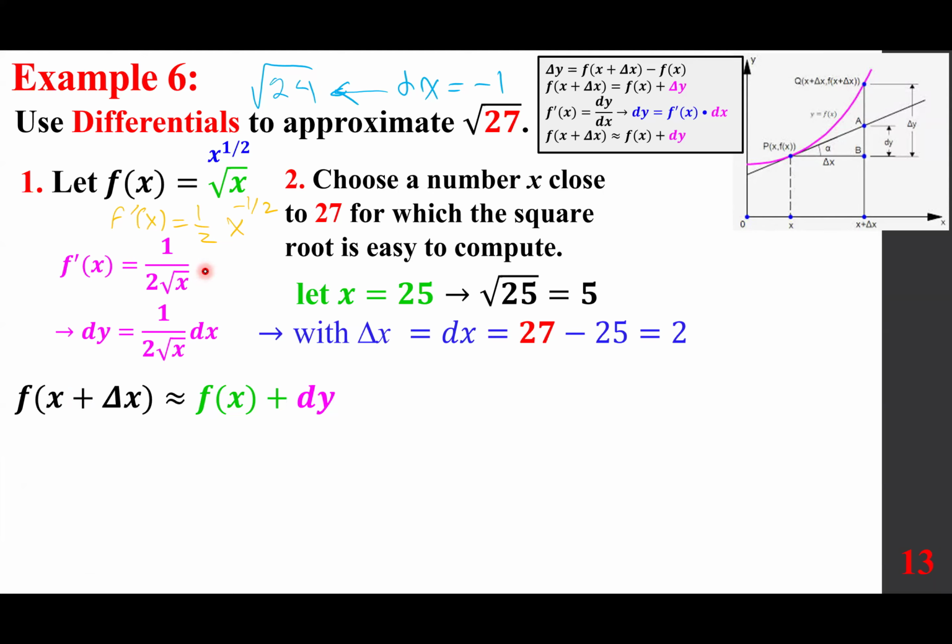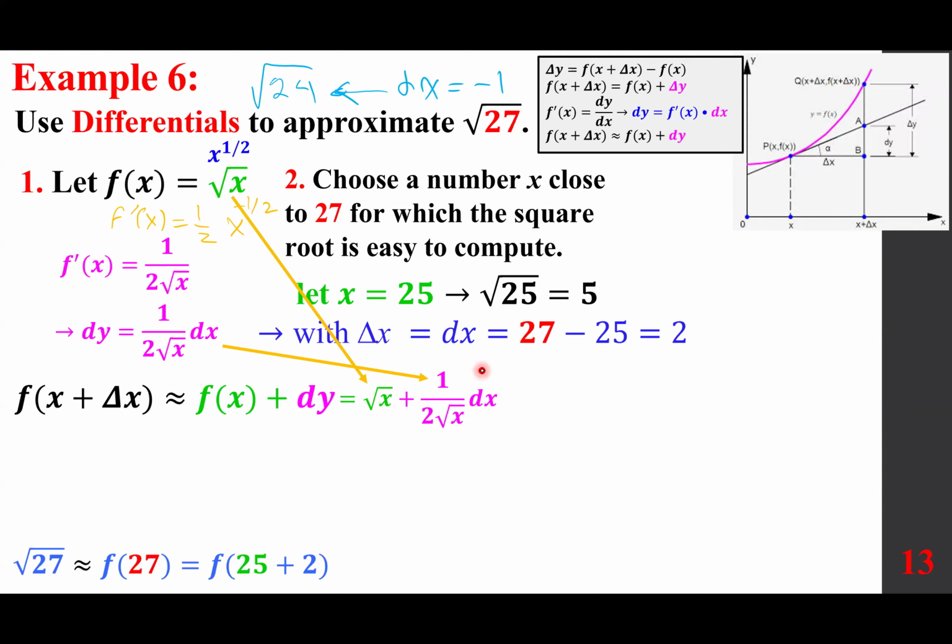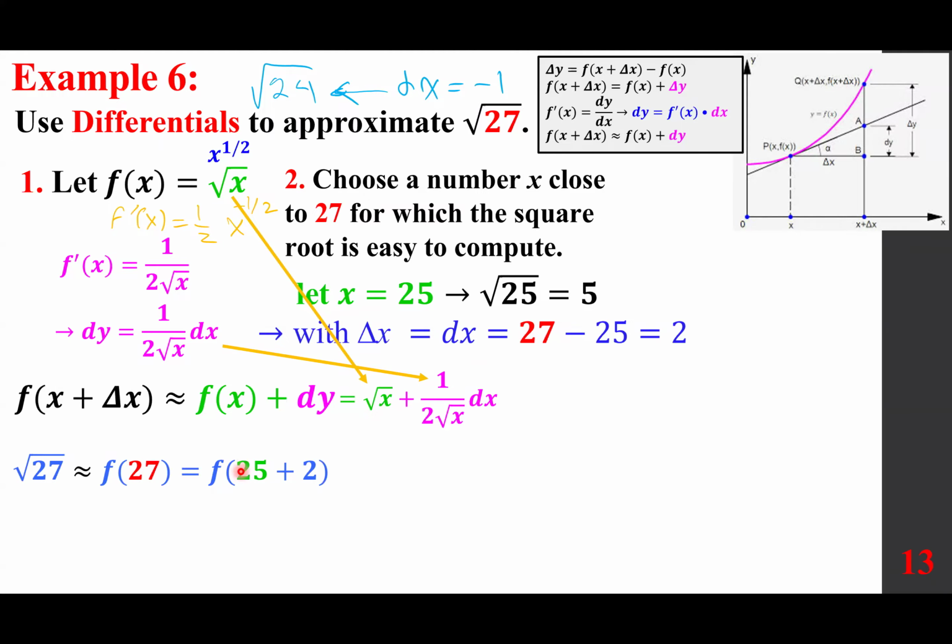Let's plug in. So we found f of x plus delta x to be equal to square root of x plus 1 over 2 square root of x dx. We want square root of 27. That means we want f of 27. That means x is 25. Dx or delta x is 2.